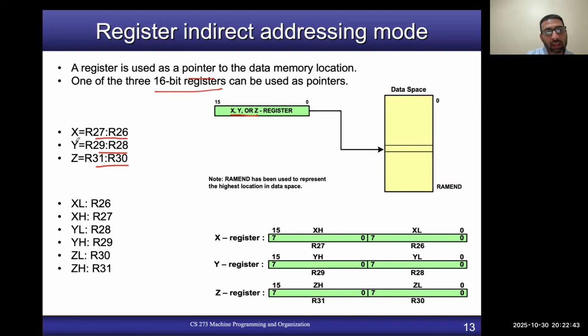Actually, since X is a 32-bit register, you can also access the low and high byte of that register individually. For example, if in an instruction you say XL, it is equivalent to saying R26. If you say XH, it is equivalent to R27, and so on. It is also shown here in the figure. XH is R27, XL is R26, ZH is R31, ZL is R30.